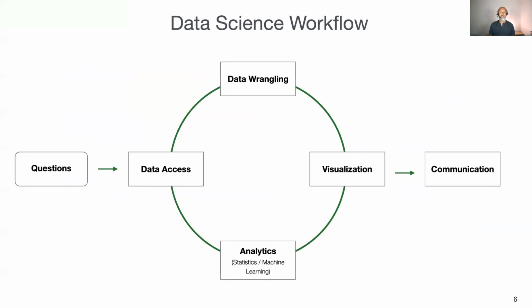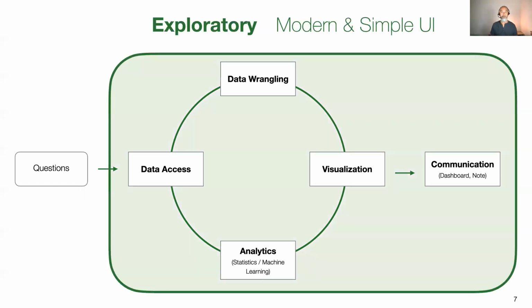Okay. And when we say data science, we mainly think of these 5 key important tasks in any type of data science or data analysis project. Data access, data wrangling, visualization, analytics: these 4 things you go back and forth in an iterative fashion to answer your business questions. Once you find some insights, then you want to communicate, because most of the time you work with other folks. So communication is also an important part of data science. Exploratory provides a modern and simple UI to these 5 tasks.